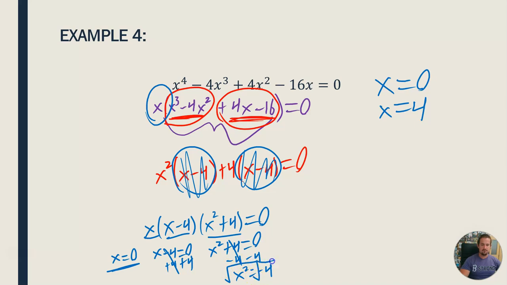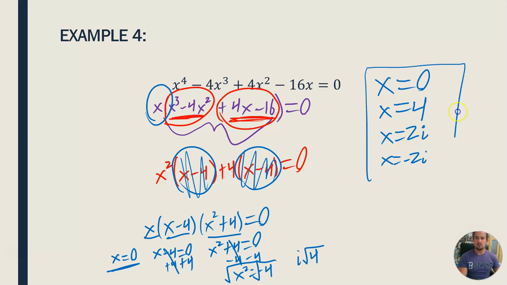When I square root negative 4, what do I get? Well, the square root of a negative, that means I'm going to pull an i out in front. And then what's the square root of 4? That I know. The square root of 4 is 2. So one of my answers is going to be 2i, or i times 2, or i times the square root of 4, doesn't matter. And negative 2i, because whenever I have a square root, I'm going to have a positive and a negative answer. So those are my 4 solutions: x equals 0, 4, 2i, and negative 2i. And that's good because I was supposed to have 4 solutions.